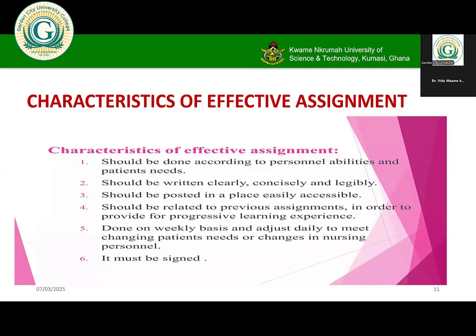It should be done according to personnel abilities and patient needs. The task should be written clearly, concisely, and legibly. Then it should be posted in a place easily accessible, and should be related to previous assignments in order to provide for a progressive learning experience. It is done on a weekly basis, as I said, and adjusted daily to meet changing patient needs or changes in nursing personnel.